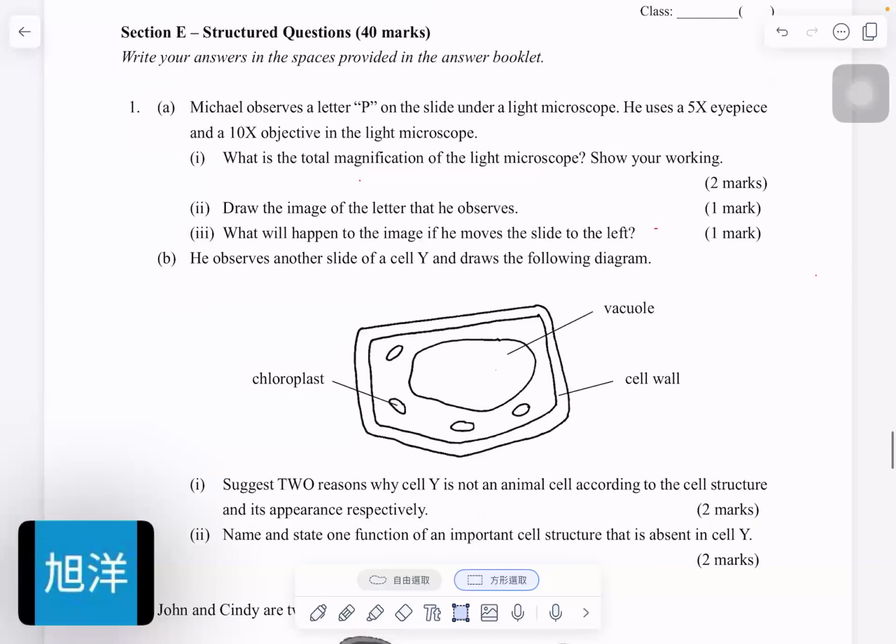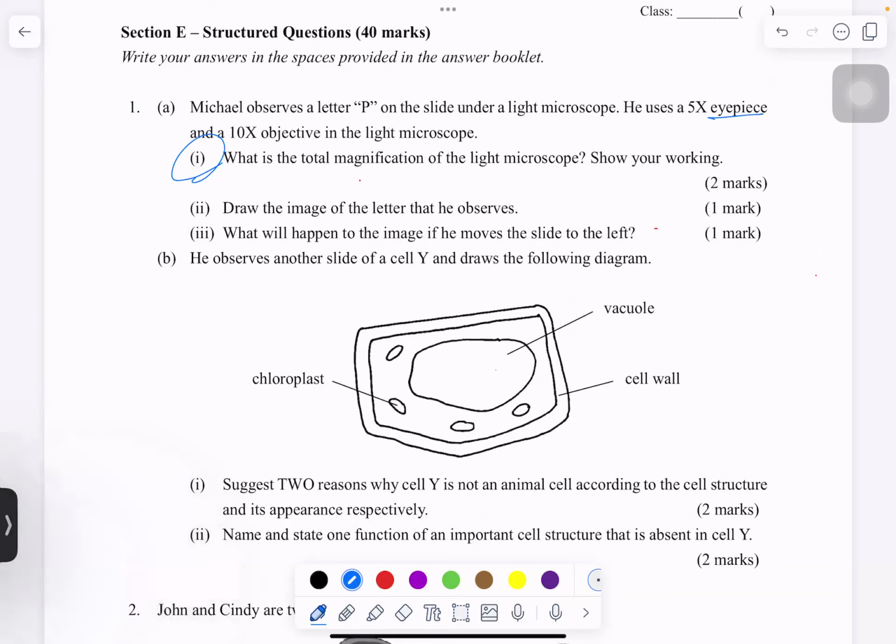Okay, so then we will try to move on to talk about section D, which is the structure question of the last year final exam. First, we are asking about the total magnifications. How can we find out the total magnifications?